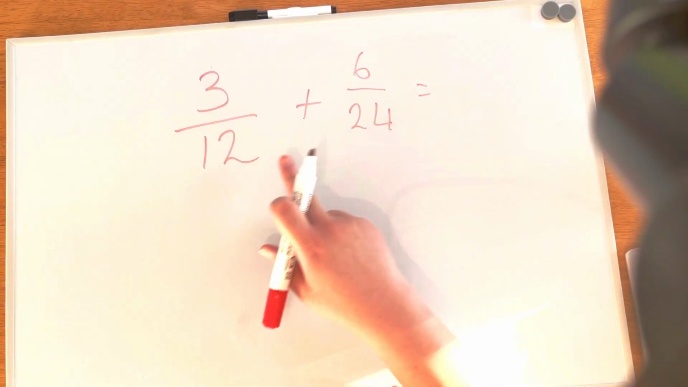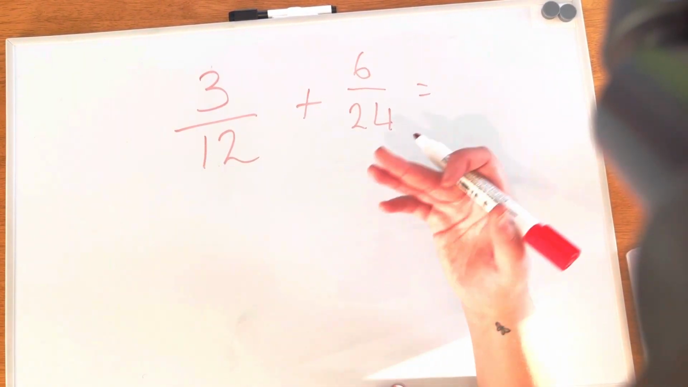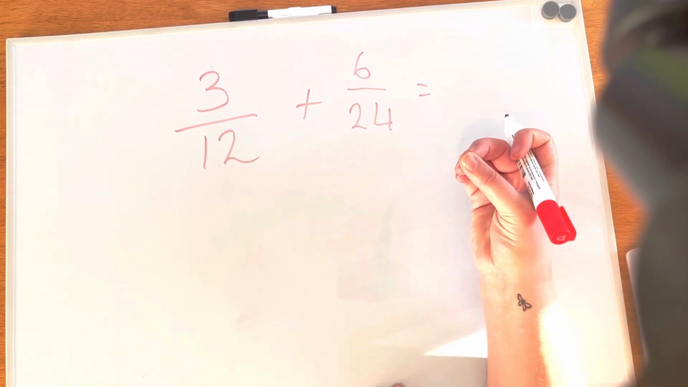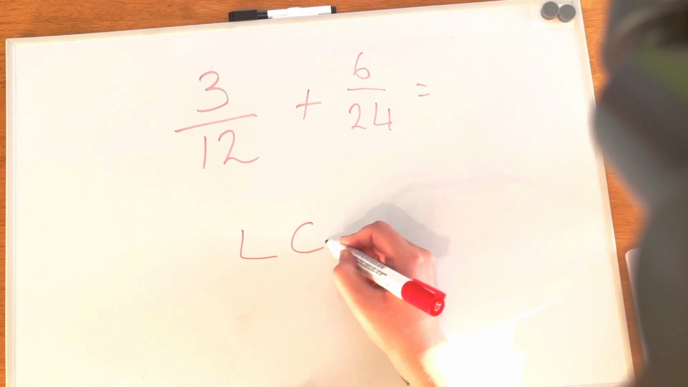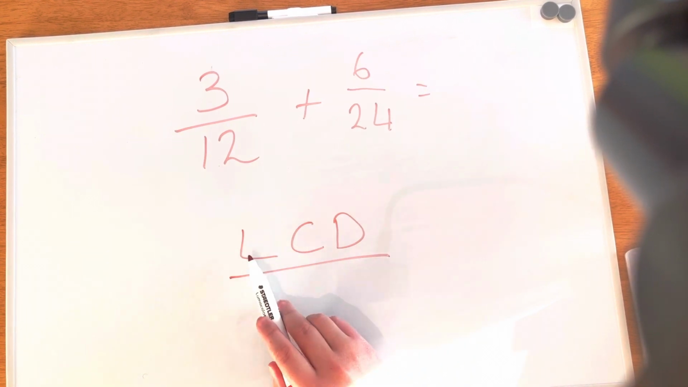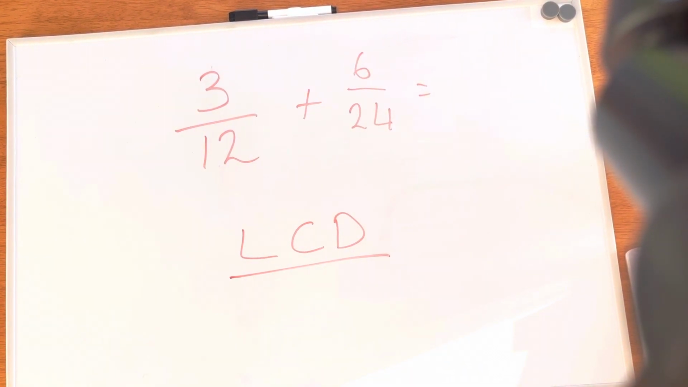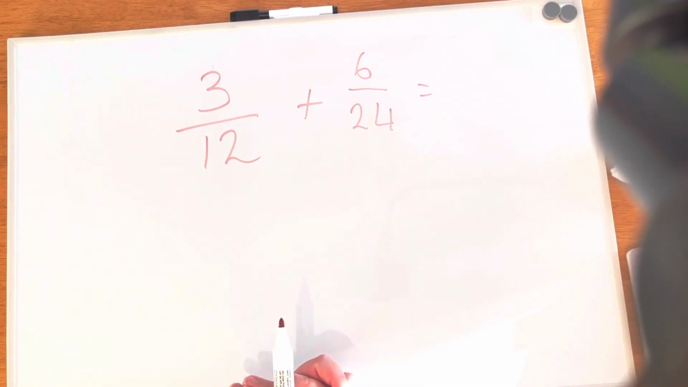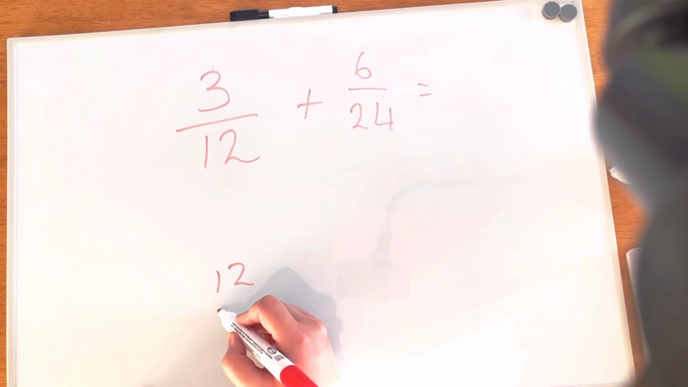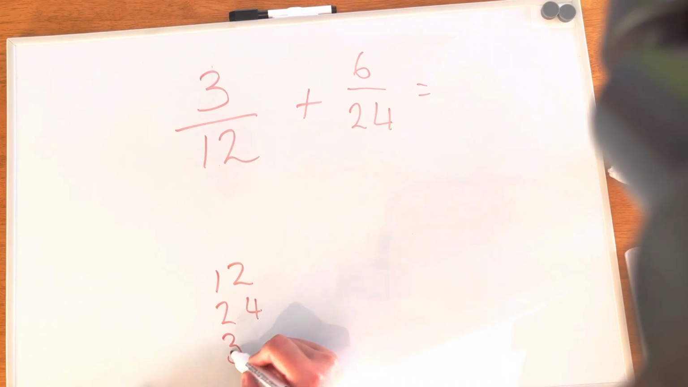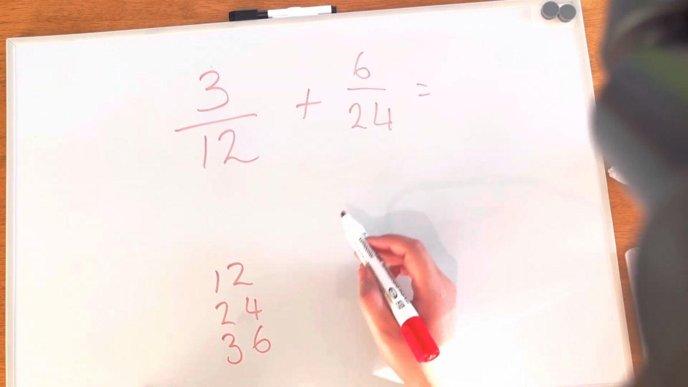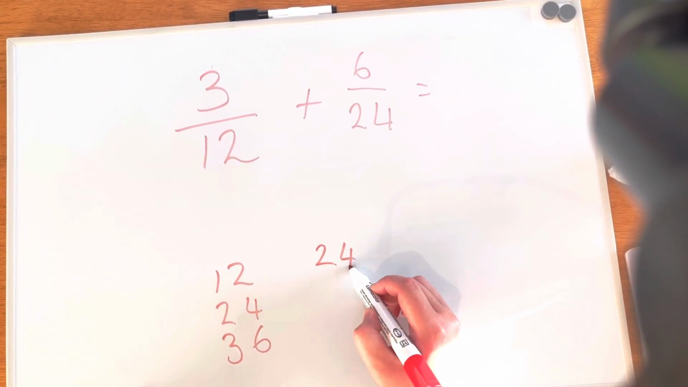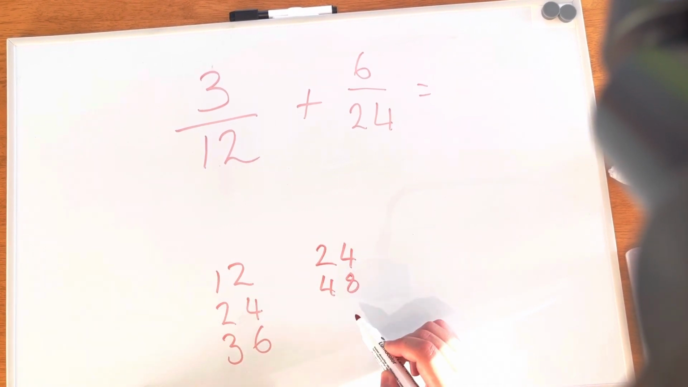Well, when they're not the same, we want to make it nice and easy and make them the same. So we need to find something called the lowest common denominator. Okay? So to do that, we write out our times tables. So 12, 24, 36. And then I write out my 24 times table. 24, 48.